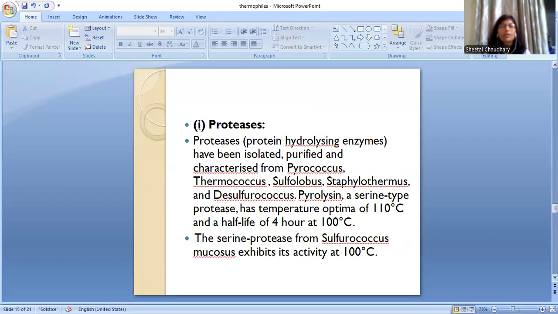Proteases. Proteases, that are protein hydrolyzing enzymes, have been isolated, purified, and characterized from Pyrococcus, Thermococcus, Sulfolobus, Staphylothermus, and Desulfurococcus. Pyrolysin, a serine type protease, has a temperature optimum of 110 degrees centigrade and a half-life of 4 hours at 100 degrees centigrade. The serine protease from Desulfurococcus mucosus exhibits its activity at 100 degrees centigrade.